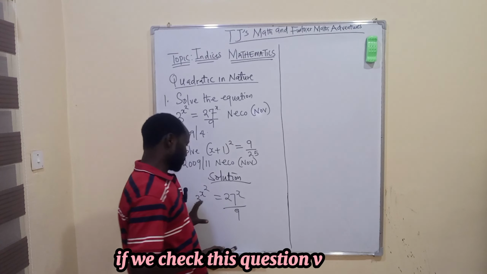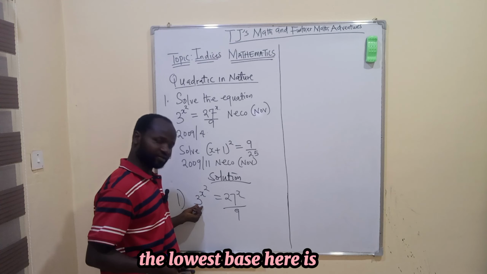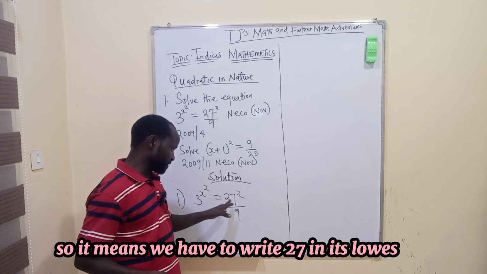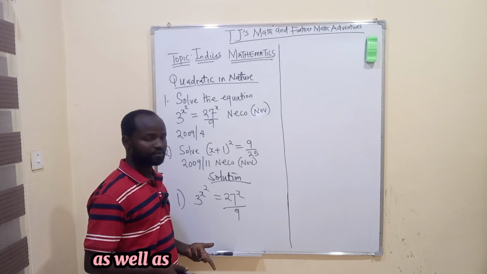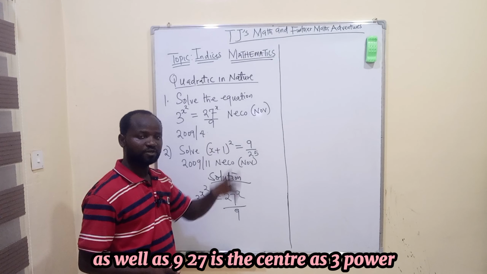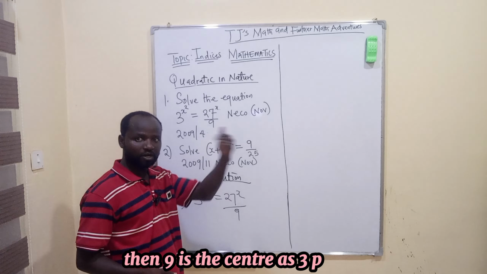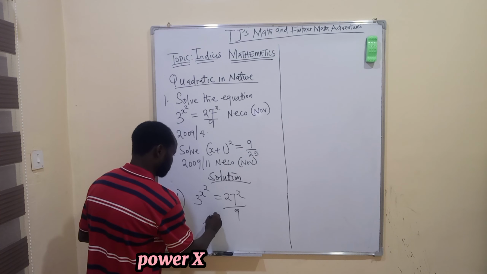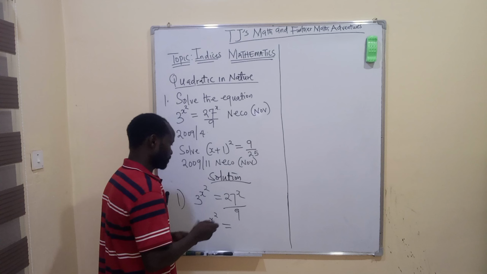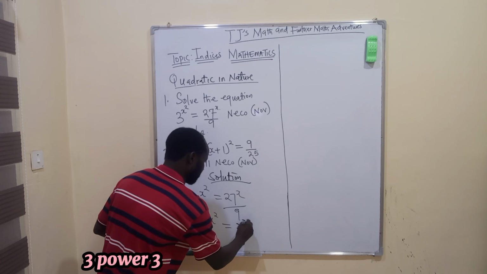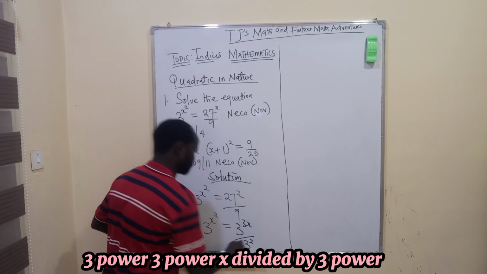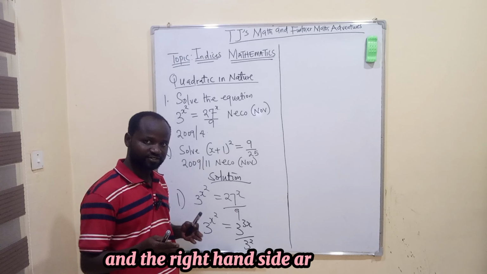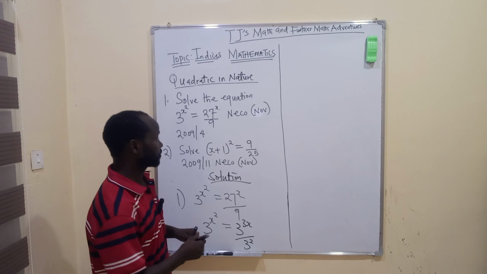If we check this question very well, the lowest base here is 3. So it means we have to write 27 in its lowest base of 3, as well as 9. 27 is the same as 3³. Then 9 is the same as 3². So I can write this as 3^(x²) = (3³)^x ÷ 3². So you realize that the base on the left hand side and the right hand side are the same. That's 3, 3, 3.